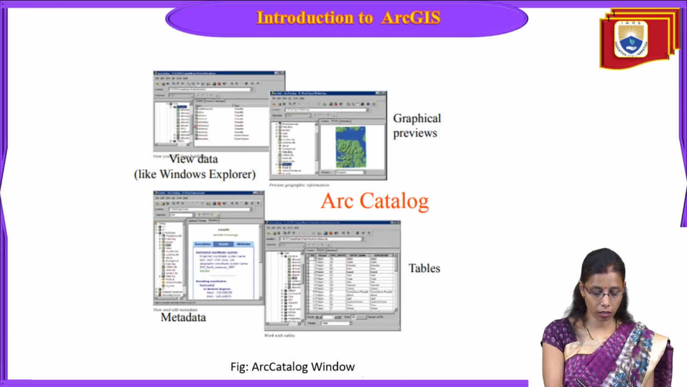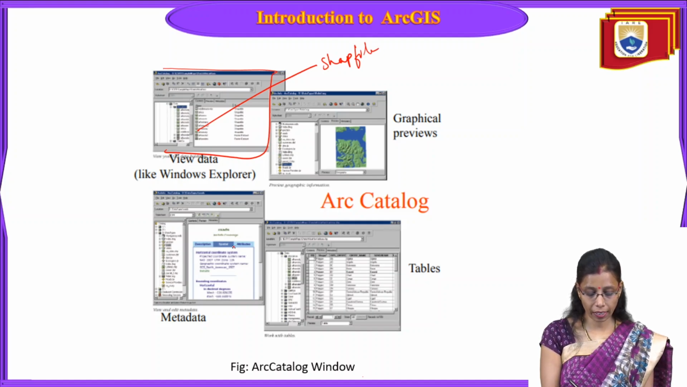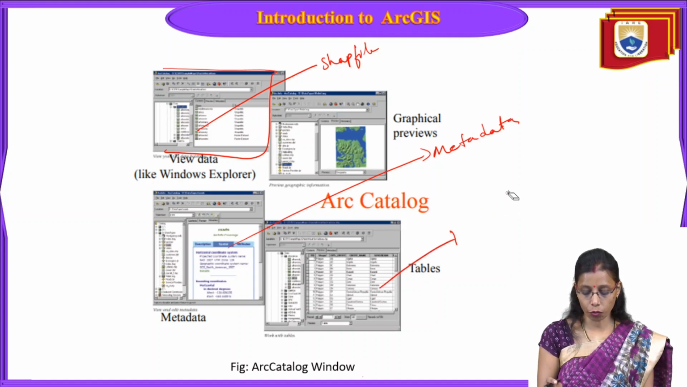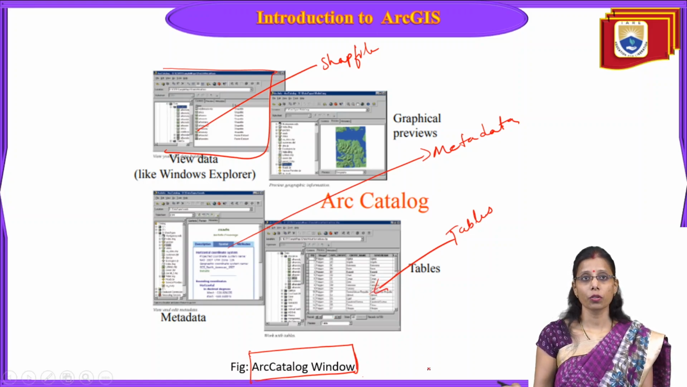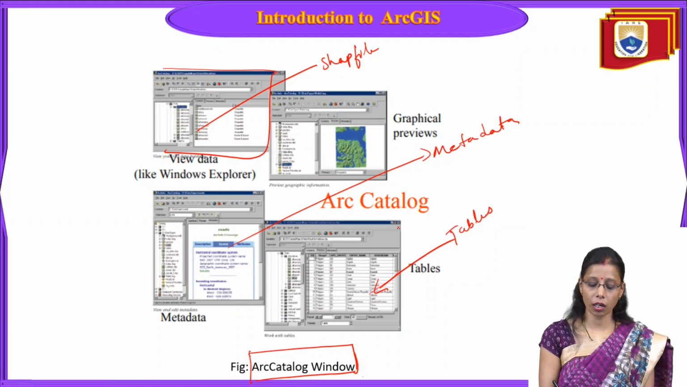You can see here we have a window where it will show you the shapefiles. Here it is showing you the metadata. Here it is showing the tables. So all this information, if you want to view, we can view in the ArcCatalog. ArcCatalog is the window where you can view this entire information in the software. So this is all the information we can view in the ArcCatalog.